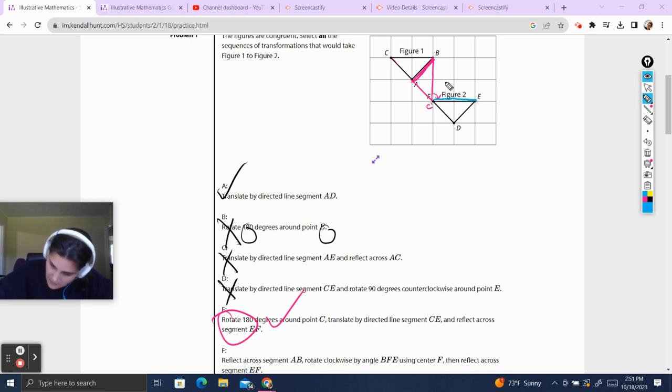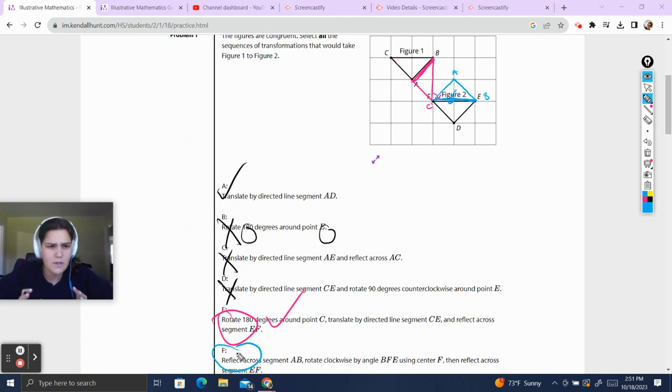And we are going to look like this, with our A has come over here and our B has come down there. And then we're reflecting across segment EF, which brings this shape onto this shape. So this guy does work.